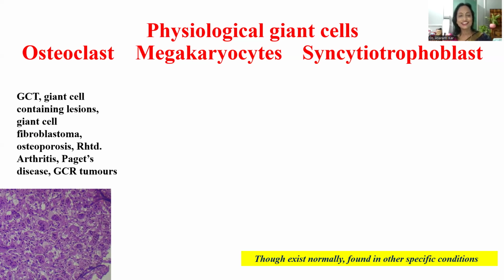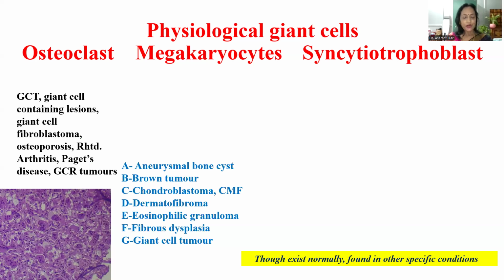cell containing lesions which you can remember by the alphabetic mnemonic A to G, or you can add your own ones also. A stands for aneurysmal bone cyst, B for brown tumor of hyperparathyroidism, C for chondroblastoma, chondromyxoid fibroma, D for dermatofibroma, E for eosinophilic granuloma, F for fibrous dysplasia and fibromas, both ossifying and non-ossifying, G for giant cell tumor, which I have already told you.